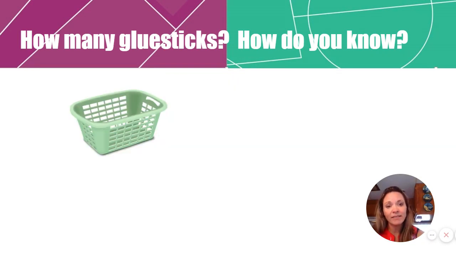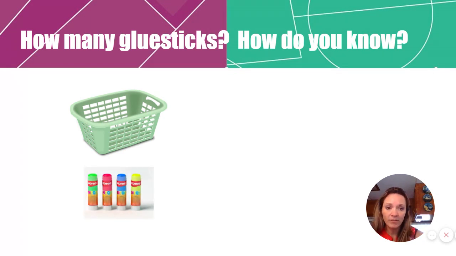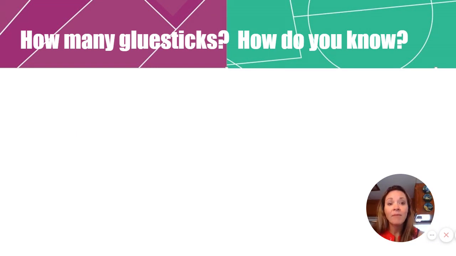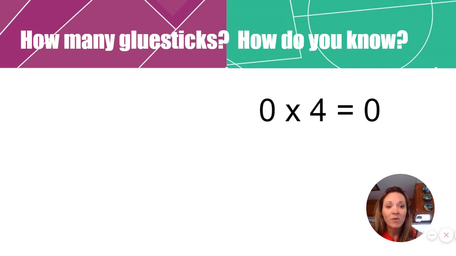Now I have 1 basket. Imagine I have 4 glue sticks inside of this basket. How many glue sticks in all? I have 1 group of 4 glue sticks. 1 times 4 equals 4. Imagine now I have 0 baskets, and inside of my 0 baskets are 4 glue sticks. How many glue sticks are there in all? Well, since I have 0 baskets, I can't have any glue sticks in those baskets. 0 times 4 equals 0.